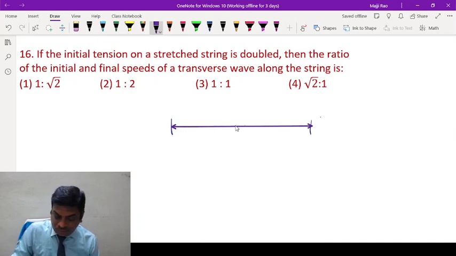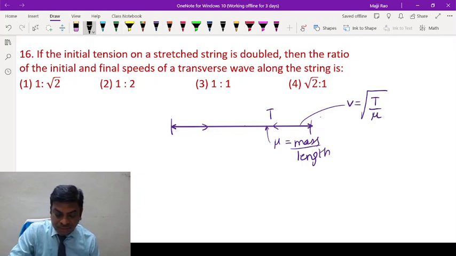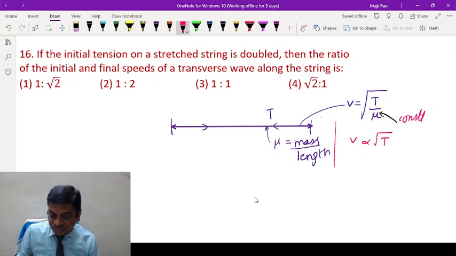Okay. Now, if T is the tension in the string and mu is the mass per unit length, also known as the linear mass density, then you know the transverse wave speed is given by under root T by mu. Now, if the initial tension of a stretched string is doubled, the string remains the same, so mu is constant. In that case, we can write V is proportional to root T.